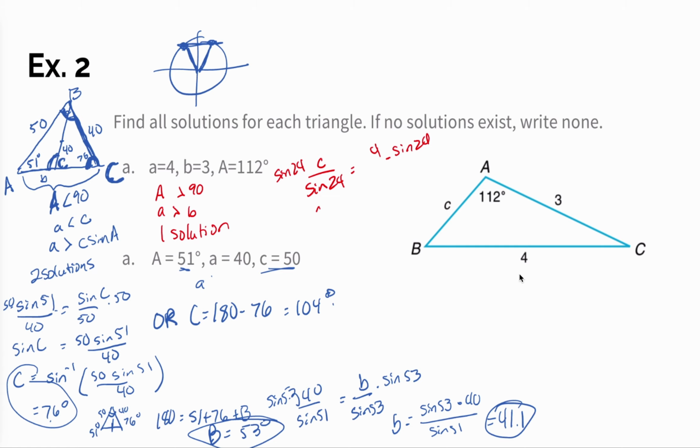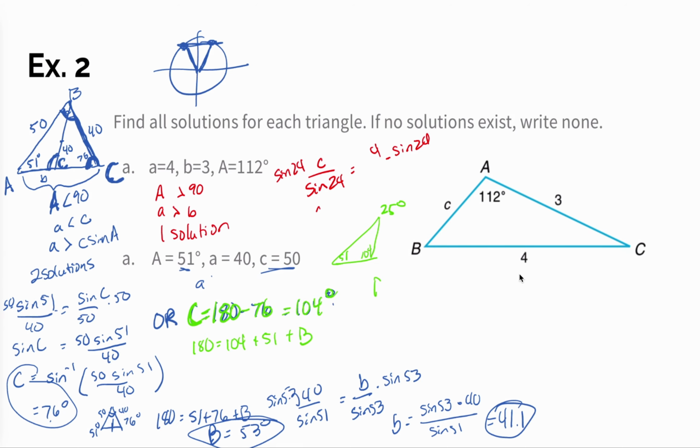Or we get that C is 180 minus 76, which is 104 degrees. Now we're in the obtuse triangle. So this is 104. Angle A is still 51. 180 is 104 plus 51 plus B. It's 155, which means that B would be 25.